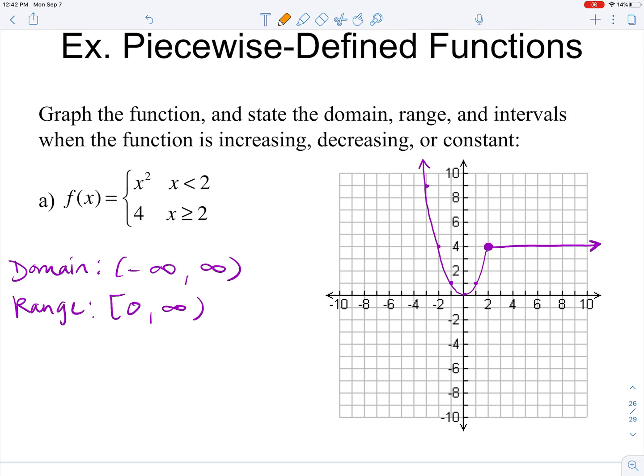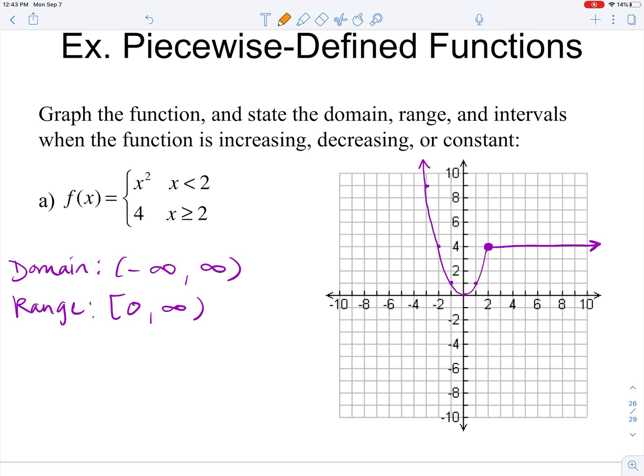Now for increasing, decreasing, or constant, our textbook's definition is: if on an open interval, as x is getting larger, the y values are also getting larger, then the function would be increasing on that open interval.